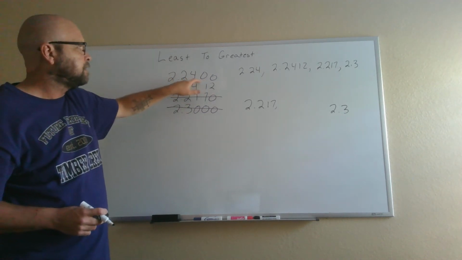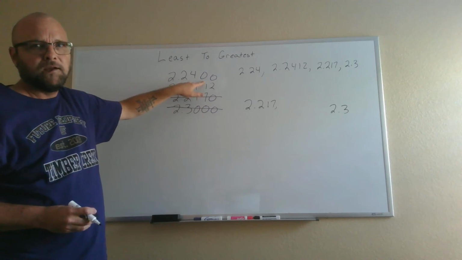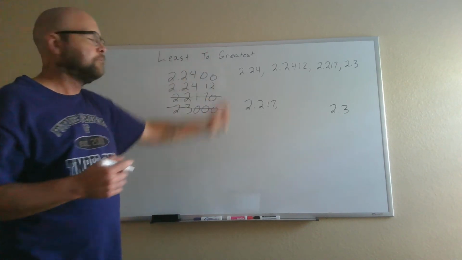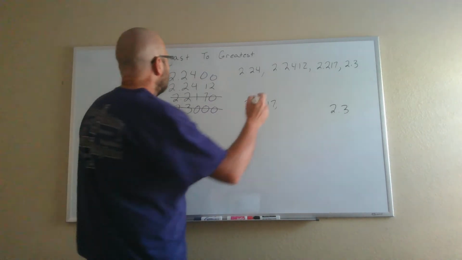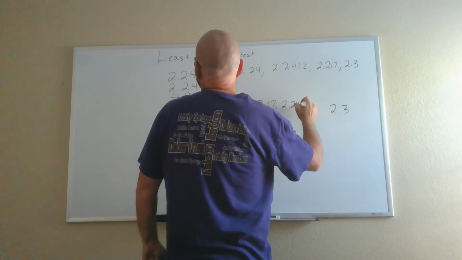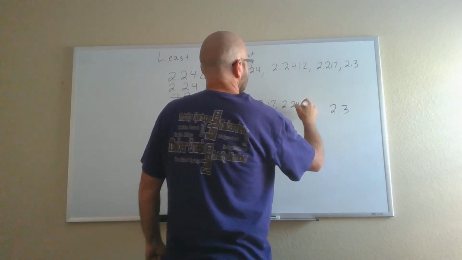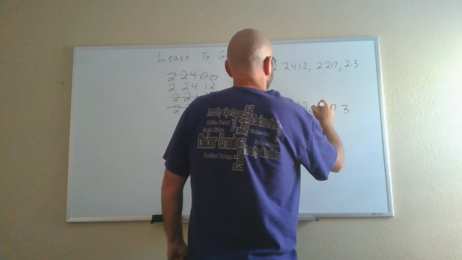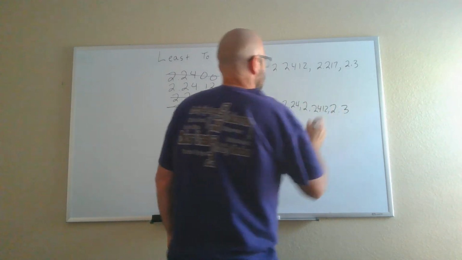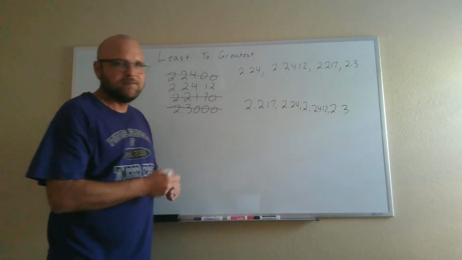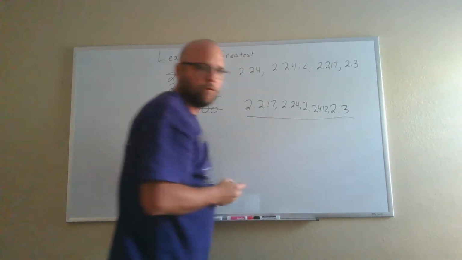I don't have to put in these zeros. These zeros are just used to help me figure out where my answer is, or where I keep my place values lined up. So 2 and 24 hundredths, and 2,412 ten thousandths. That would be our order from least to greatest, right here.